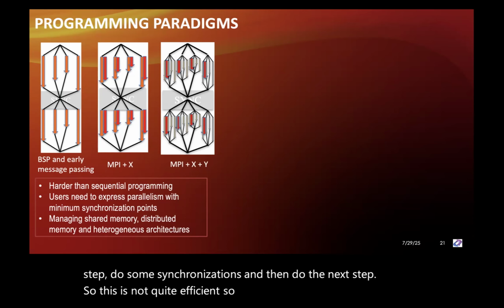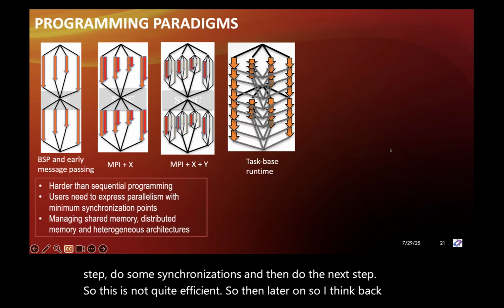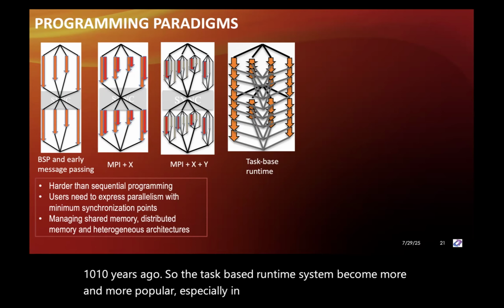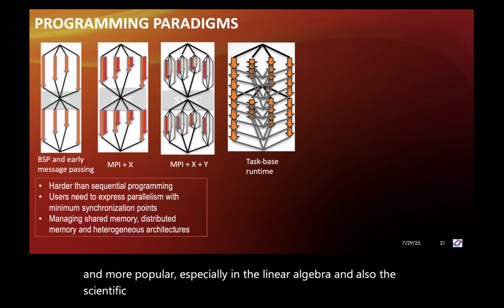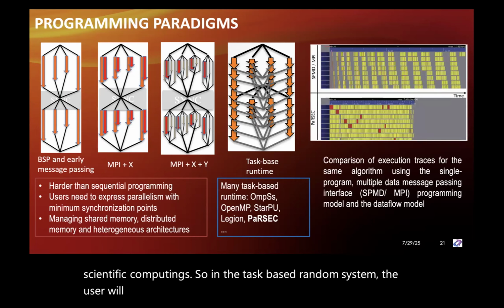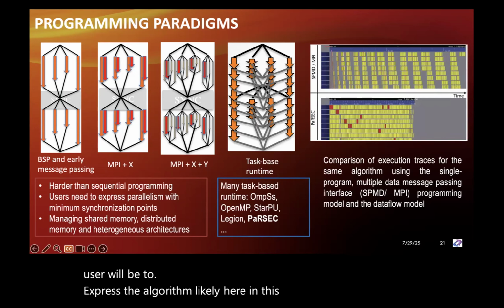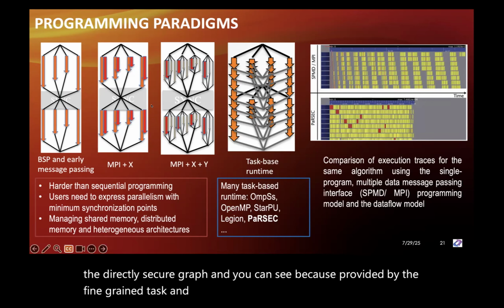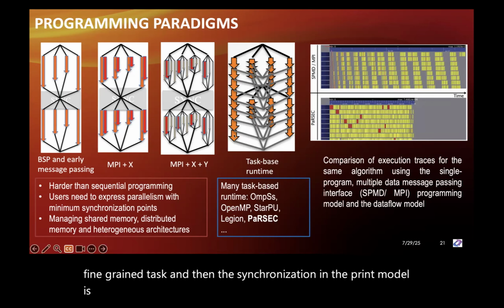So then later on, I think back to 10 years ago, the task-based runtime system became more and more popular, especially in linear algebra and scientific computing. In the task-based runtime system, the user expresses the algorithm, like here in this figure, as the DAG, that is the directed acyclic graph. Because it is provided by fine-grained tasks, the synchronization in the previous models is removed, and then you can have better performance. This is the first advantage.